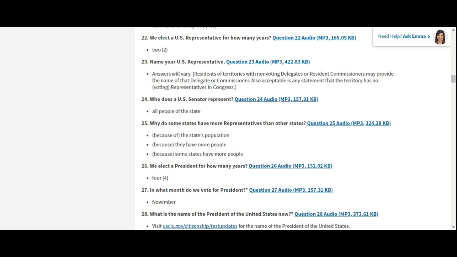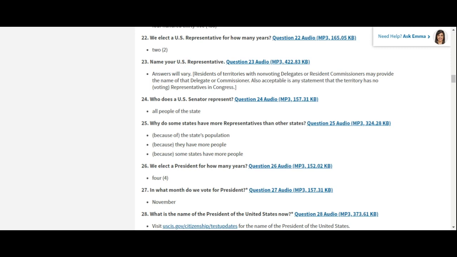Name your US representatives. Again, answers will vary here. So you can Google and then find your US representative. Who does a US senator represent? All people of the state.